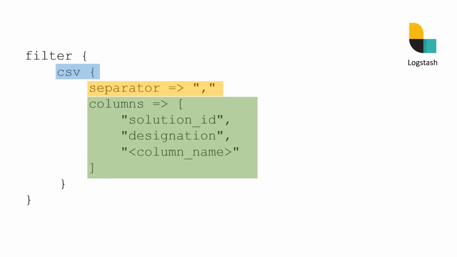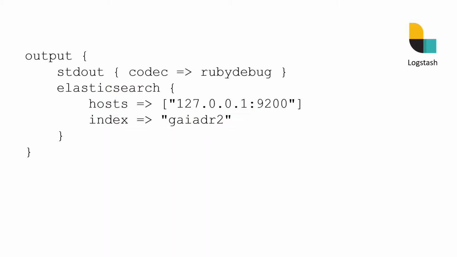And then here are the columns, and you can see we have the solution ID column, the designation column, and all the other columns. Now here's the output section, and where do we want the output? Well, of course we want it in Elasticsearch. So this is the place where Logstash can find our Elasticsearch, and this is the actual name of our index mapping where it's supposed to be stored. This is the part that actually needs to be the right name of the right index mapping.